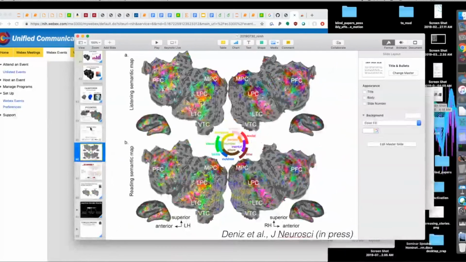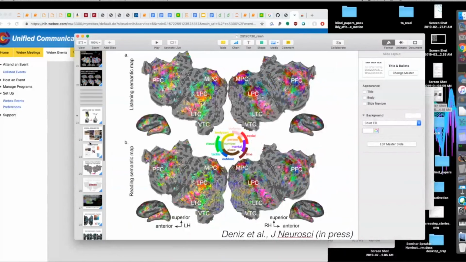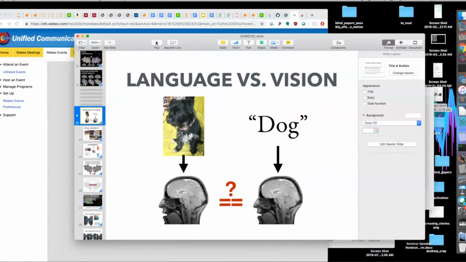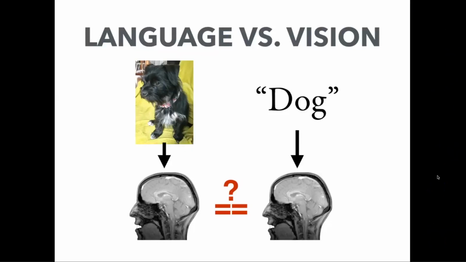Okay, let me get back to where I was. All right, so one question that I've been really interested in after seeing all this data and having worked a lot with high-level visual models in the past, is how do these representations relate to the representations that you get of visual stimuli? So this is a classical question. You see a picture of a dog, or you hear the word dog, something happens in your brain in either case. How related are these two things? Are they the same? Are there components that are different? What does the relationship look like?